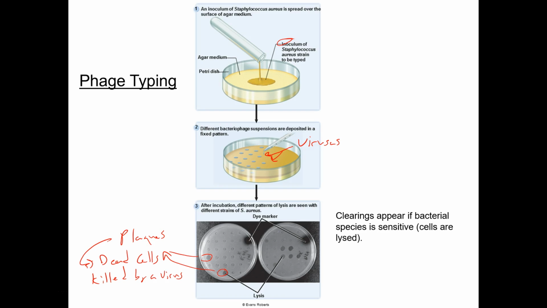So why do we care here? Well, compare the two plates. Okay, you have two very different plaque patterns. Okay, so say these are both different strains of Staph aureus. Okay, the different plaque patterns can be used in identifying and differentiating the strains.